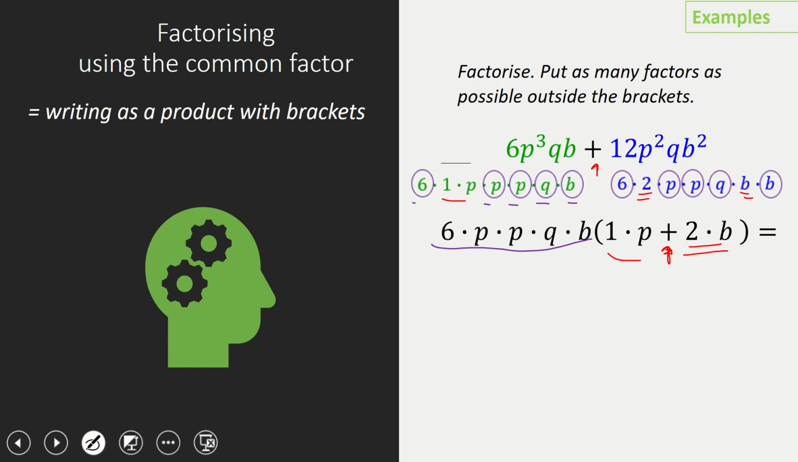So I can simplify 6 times p times q times b. I've got 2 times a p, so that's going to be 6p squared qb. 1 times p becomes just p. We can leave out the 1. And 2 times b is just 2b.